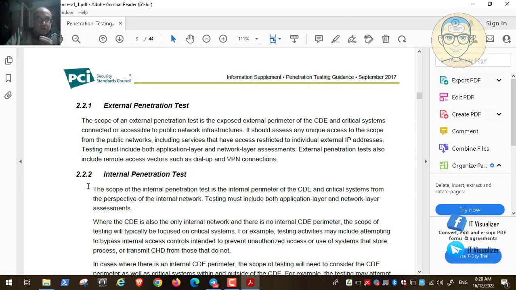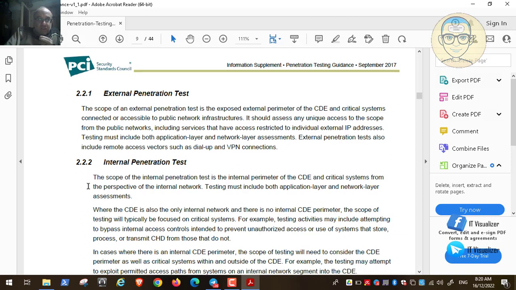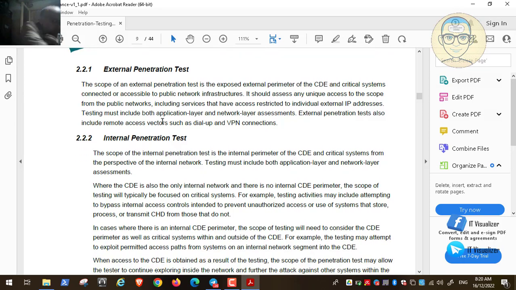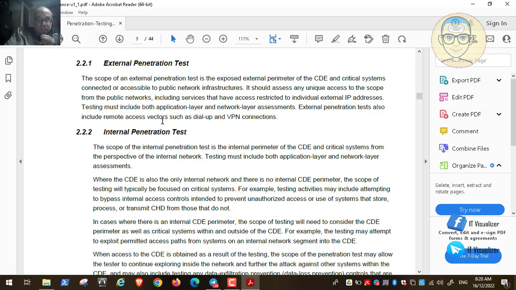So we can see here, for example, he's saying that the external penetration test scope covers services exposed on the external perimeter of the CDE critical system, conducted from the accessible public network infrastructure. It should assess any unique access to the scope from public networks, including servers. Anyway, he's stating what an external penetration test is and what an internal penetration test is.